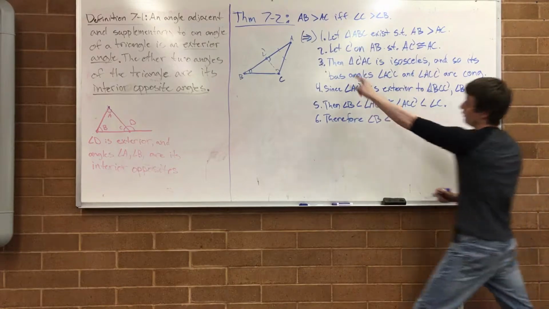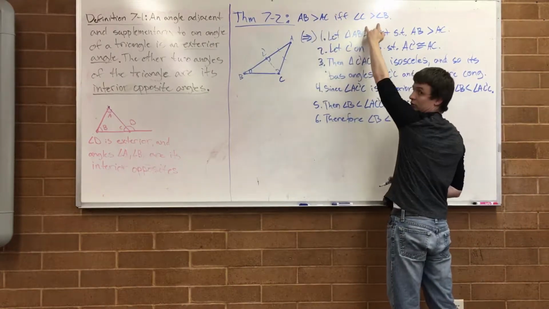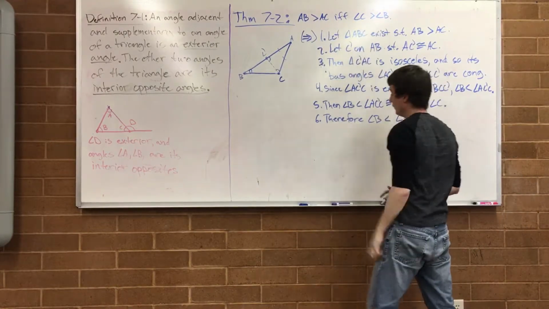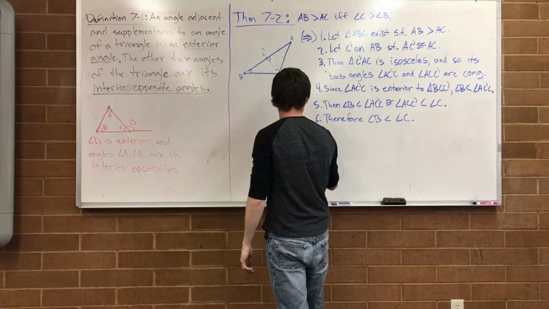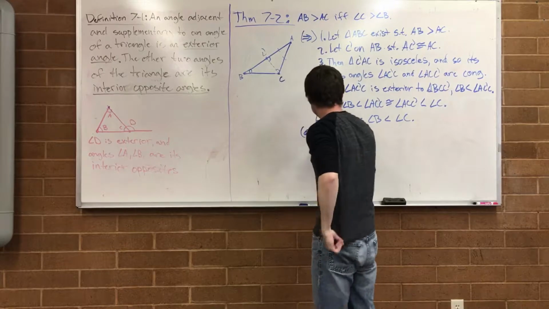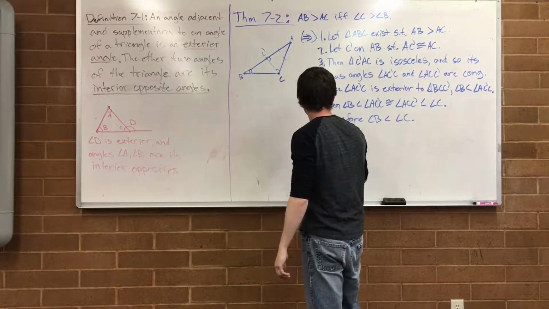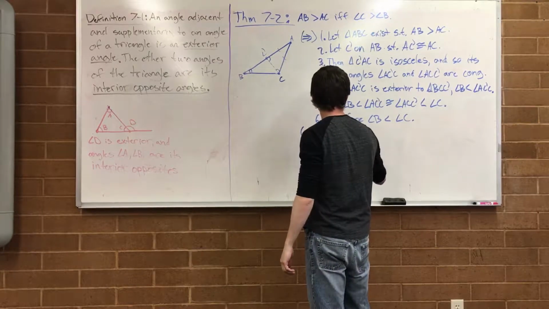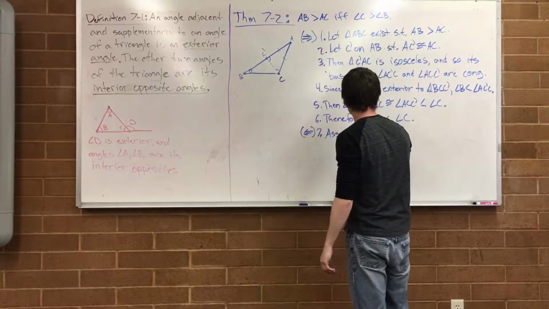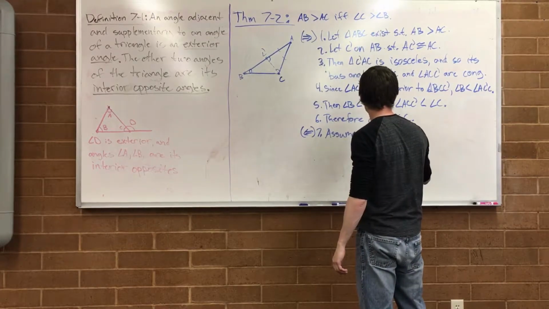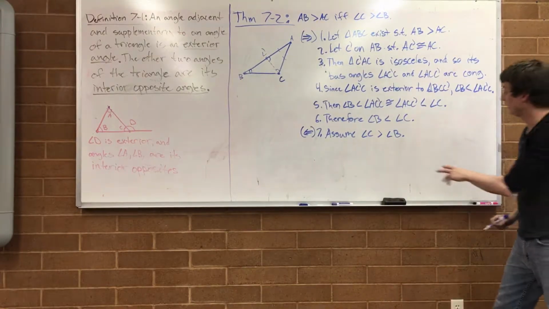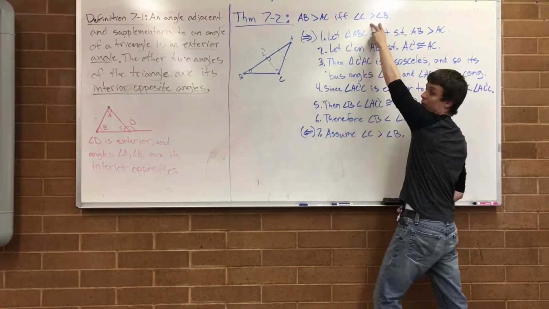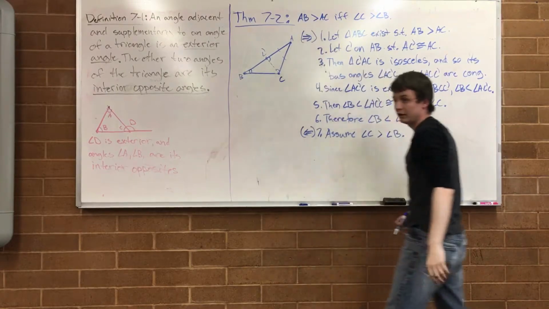And we proved that if this is true, then this is true. Now we prove the next way. Seven. Assume angle C is greater than angle B. Now we're trying to show that if angle C is greater than angle B, AB has to be greater than AC.